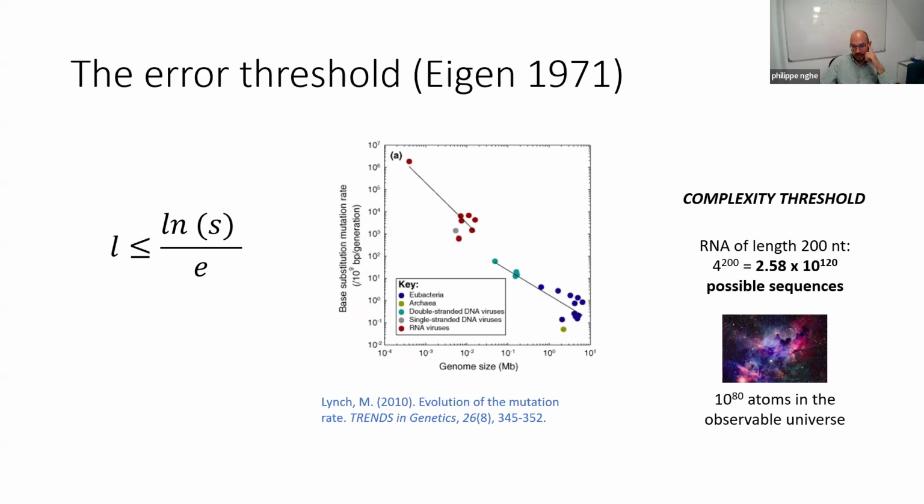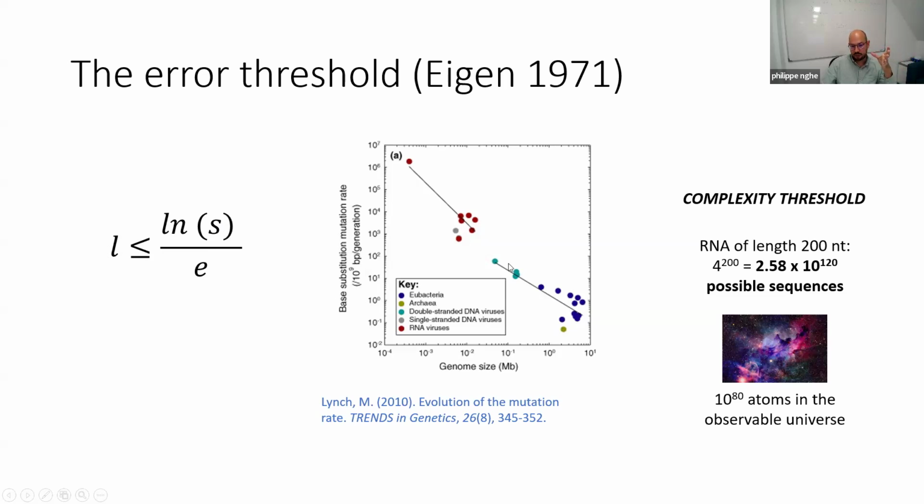Another big problem I will come to is that even if you have such an object, it should be very faithful, and this problem was identified by Eigen very early on. So this is a law where the genome length is upper bounded by this number, which is the selectivity of the sequence, meaning the log of the replication rate of correct copies divided by the replication rate of erroneous copies, divided by the error rate.